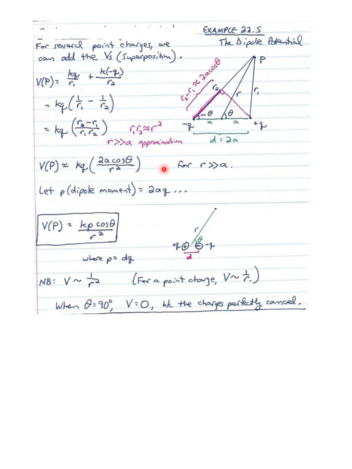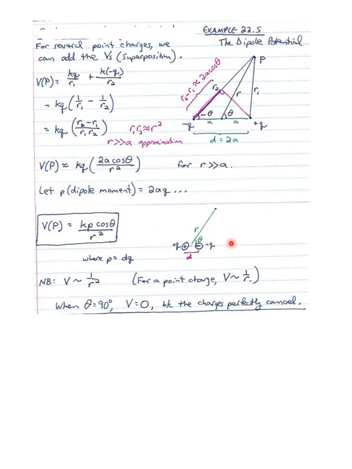So now if we let the dipole moment, that's p, we recognize that that is 2aq. You learned that in a previous chapter. That's what dipole moment is. We can consolidate some of this. We see a 2, an a, and a q, and call the voltage at point P to be k times the dipole moment times cosine theta over R squared.